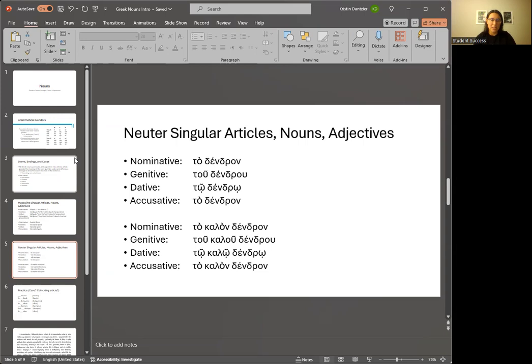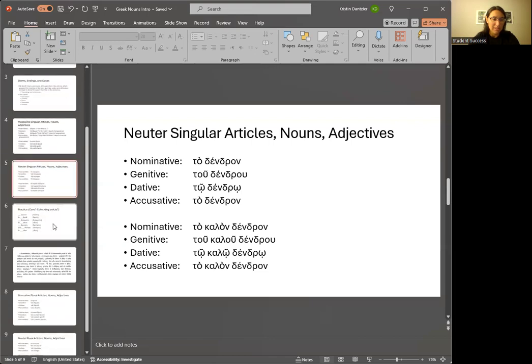If I had to kalon dendron estin en toi agroi, that's basically the good tree is in the field. You know, there were two nouns there, tree and field. Kalon matches with dendron, kalon dendron, as opposed to toi agroi, completely separate. And so you can chuck it out as having anything to do with kalon. So you'll get it, you'll see more of it.